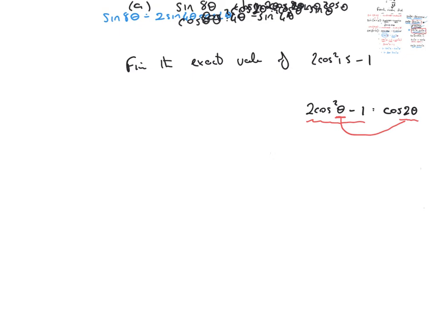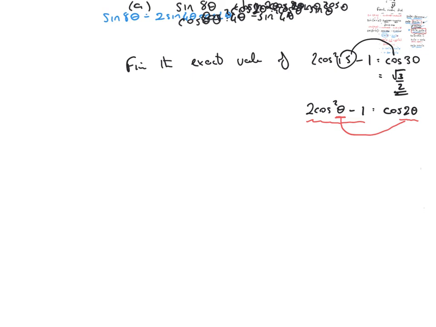Well, in the same way then, 2 cos squared 15 minus 1, that 15 would be doubled to give you cos 30, and then cos 30 you just lift from your exact values. Dead straightforward, that's root 3 over 2.